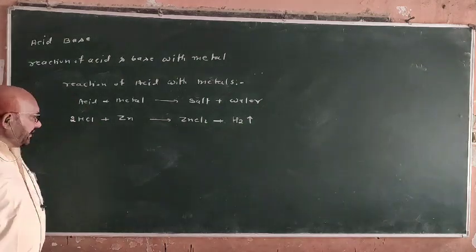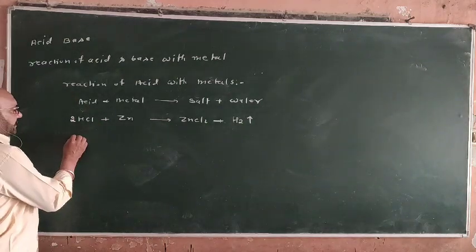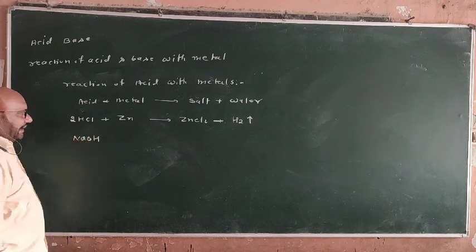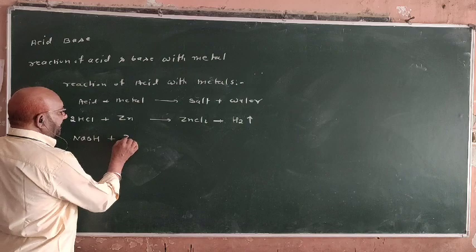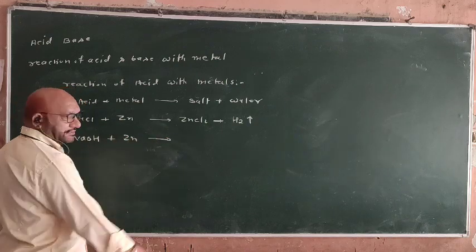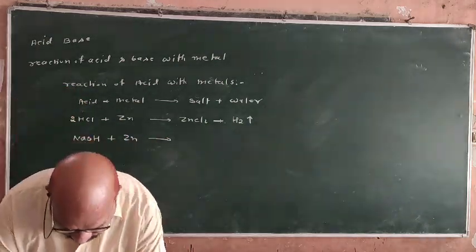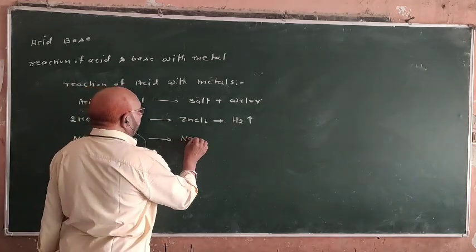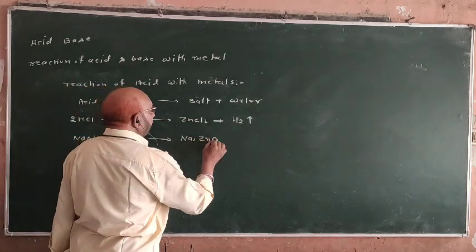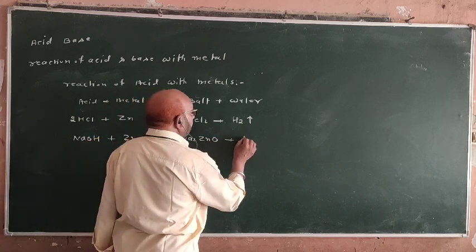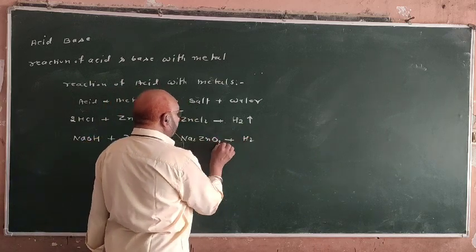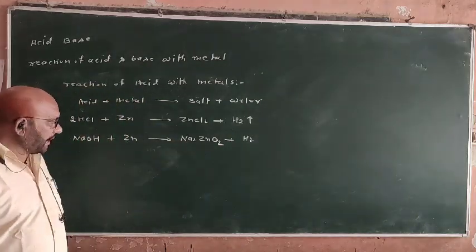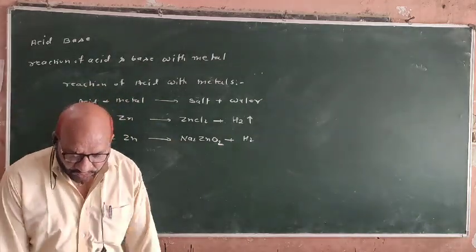When base reacts with metal, means NaOH, which is called sodium hydroxide, plus metal Zn gives sodium zincate. Formula is Na2ZnO2.